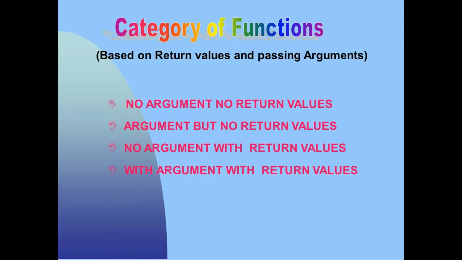So for function categories, there are four categories of functions. The first one: a function with no arguments and no return values. Second: the function has arguments but no return values. Third: the function has no arguments but with return values. Then the function with arguments and with return values.